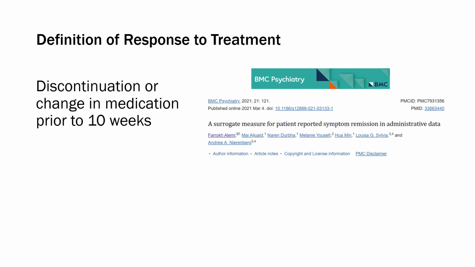The response to treatment was measured using discontinuation or change in medication prior to 10 weeks. So if you started on the medication and you abandoned it sometime during the 10 weeks, that would be considered non-responsive or poor response. But if you continued it up to 10 weeks, then that would be considered responsive. Now, people may continue with a medication that's not effective, but our data shows that this discontinuation measure is 96% of the time accurately reflecting patient-reported depression symptoms.